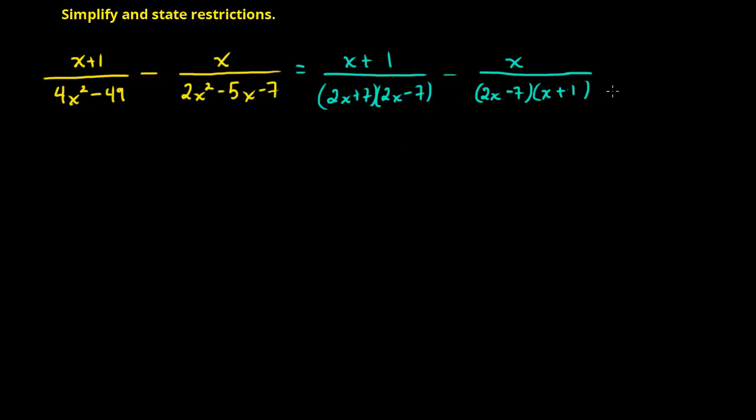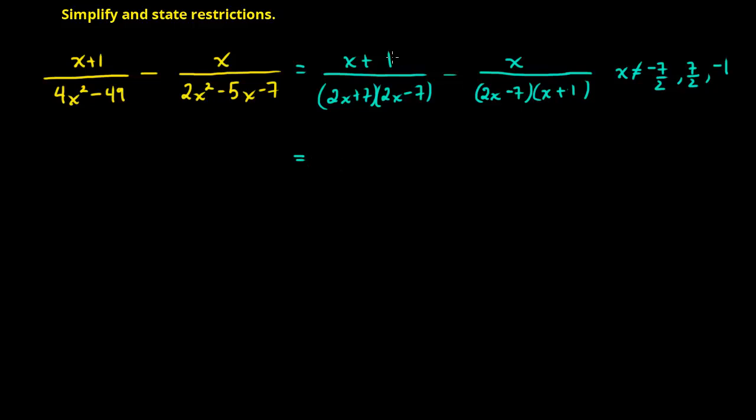So now I'm going to write out any restrictions on x. So I have the restriction that x can't be negative 7 over 2, x can't be 7 over 2, and x can't be negative 1. Because in all three of these cases, it results in division by 0, which is either undefined or indeterminate.